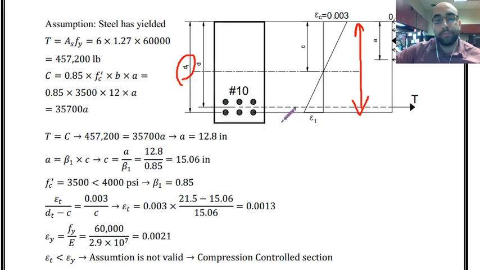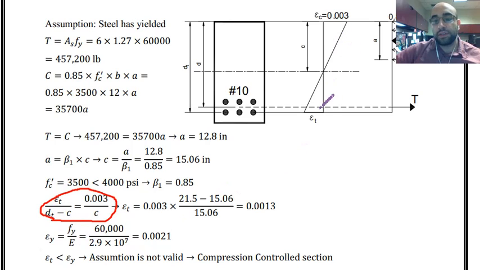So this is dt, and then I can say epsilon t over this distance, which is dt minus c, is equal to 0.003 over c. This is this important ratio, and this is based on these triangles. And then I believe everything should be pretty much clear. The only thing that I don't know over here is epsilon t, right? C is already calculated.